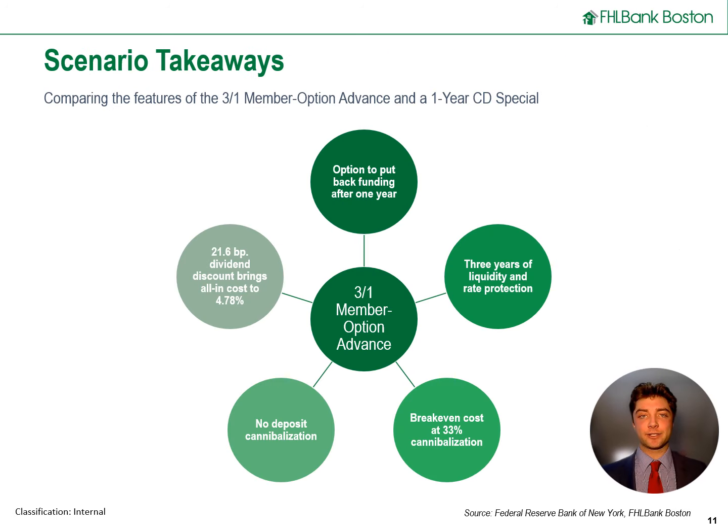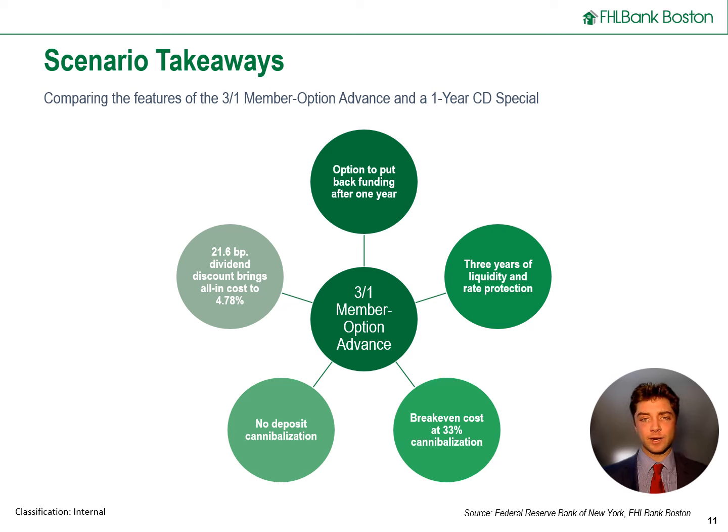So what are our scenario takeaways? If you can raise new money in a 1-year CD special at 4% without seeing deposit cannibalization, that's the way to go. But if you anticipate even a slight level of deposit cannibalization, it is worth weighing the benefits of utilizing the 3-year member option advance with a 1-year lockout. This advance gives you the option to put back funding after 1 year if, say, loan growth were to drop off, but it still provides 3 years of liquidity and rate protection.